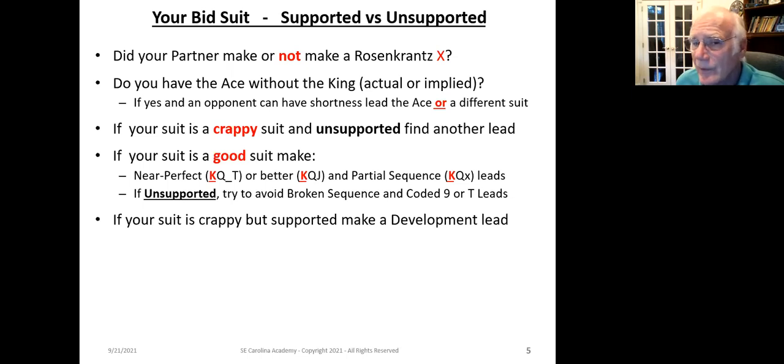If your suit is crappy but supported, okay, you bid a crappy suit. You didn't promise them a rose garden. You just promised them quantity, and your partner supported it. You go, aha, my partner must have something in it to support it. Not always true, but most of the time it is. So assume that they've got something good in it, and that it's going to complement what you have or don't have, and go ahead and lead it.